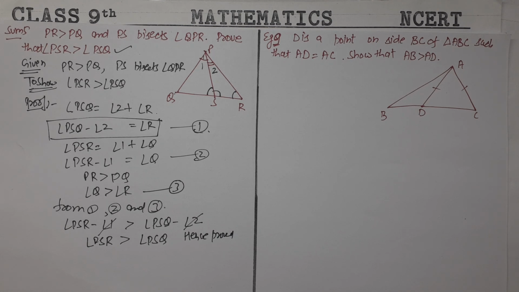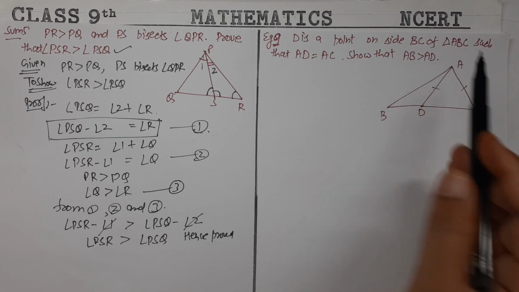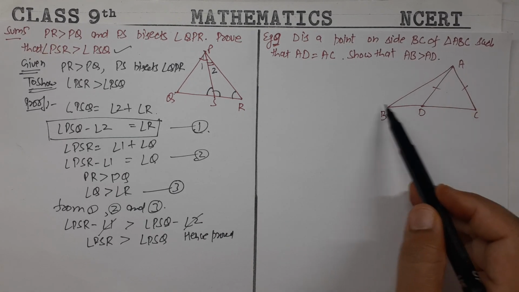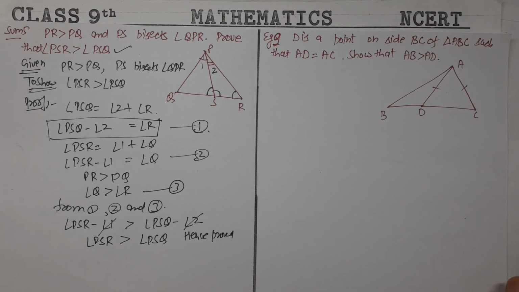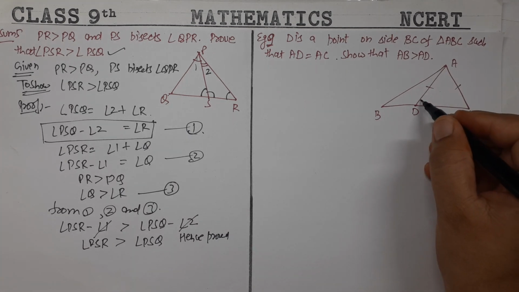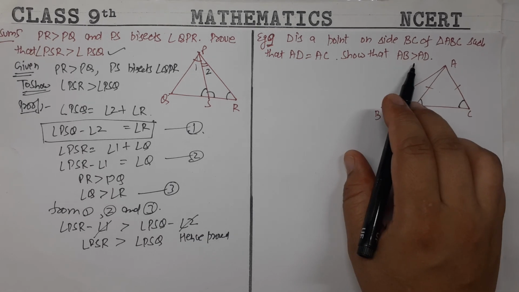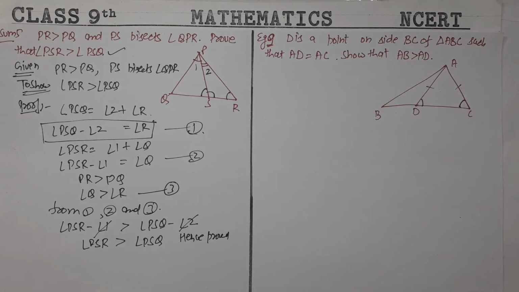Next is example number 9. D is a point on side BC of triangle ABC such that AD equals to AC. That's why these two angles are equal. We have to show that AB is greater than AD.